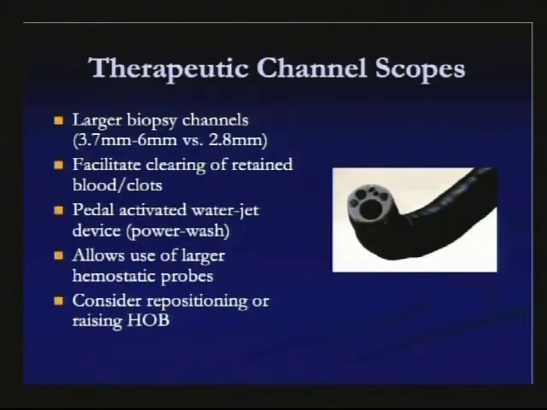So it's good to have nice toys. Unfortunately, we do. We call it the Buster scope. It's Olympus XTQ160. I'm not advertising Olympus, but we have this, and the diameter of the scope is 6 millimeters, so it's pretty large. It facilitates clearing of blood clots. It has a pedal-activated water wash, and look what it does.